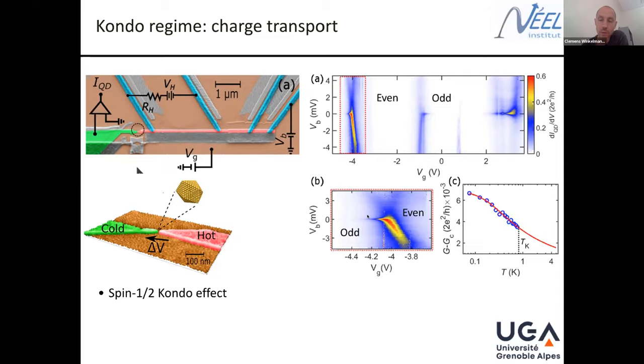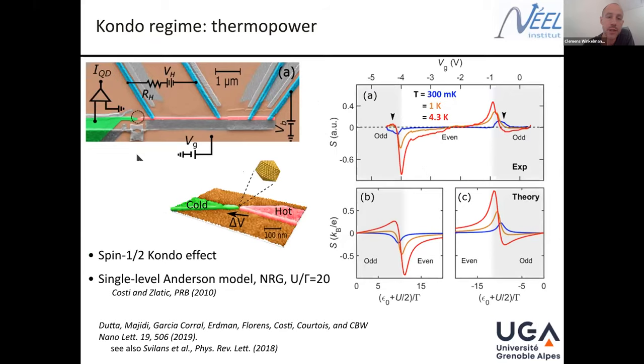If we track the dependence of the conductance as a function of temperature, we can fit this nicely with a known temperature dependence. So we're quite sure that this is really a Kondo effect. Now let's look at the thermal power signature of this. As we go from this oddly occupied region to even and odd again at different temperatures, this is the thermal power that we measure. First of all, we indeed see this sign alternation as we go from odd to even to even to odd. So it's really antisymmetric with respect to the center.